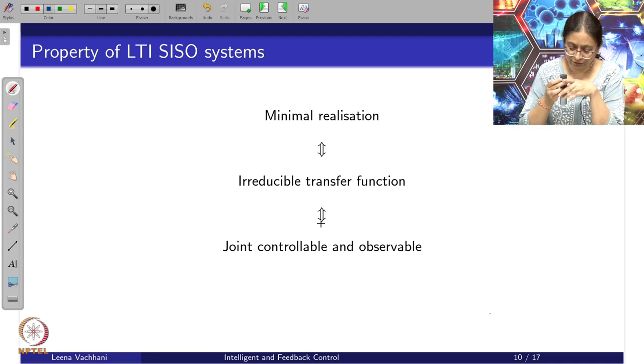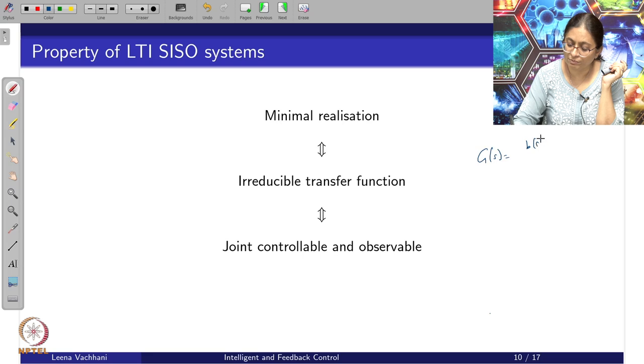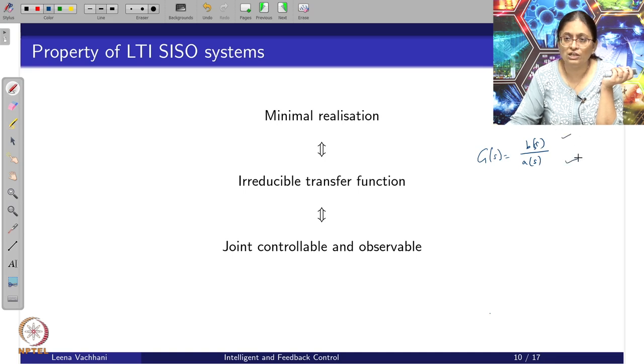Irreducible transfer function means, for example, the transfer function given by B of s by A of s, and we know that there is a possibility that there are poles and zeros which are not cancelled.